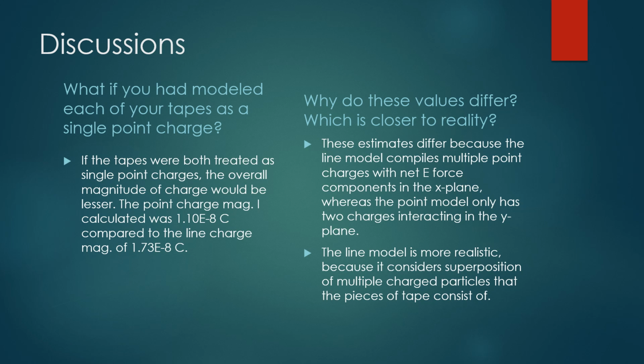Now these models differ because the line model compiles multiple point charges with net electric forces with an x component in the x axis, whereas the point model only has two charges separated at a set distance, my separation distance, in the y. And the line model is more realistic because it considers superposition of multiple charged particles that the pieces of tape consist of, rather than pretending it's a single particle for each piece of tape.